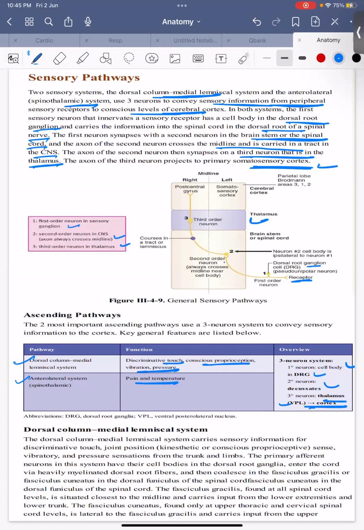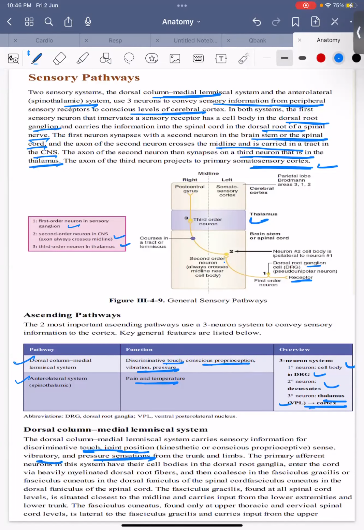Now let's talk about the dorsal column medial lemniscus pathway. The dorsal column medial lemniscus pathway carries sensory information, including discriminative touch and joint position, like where your joint is in the environment. You know that your particular joint is here or there. This is because of proprioception. Then we have the vibratory sensation and the pressure sensation from your limbs and trunk.